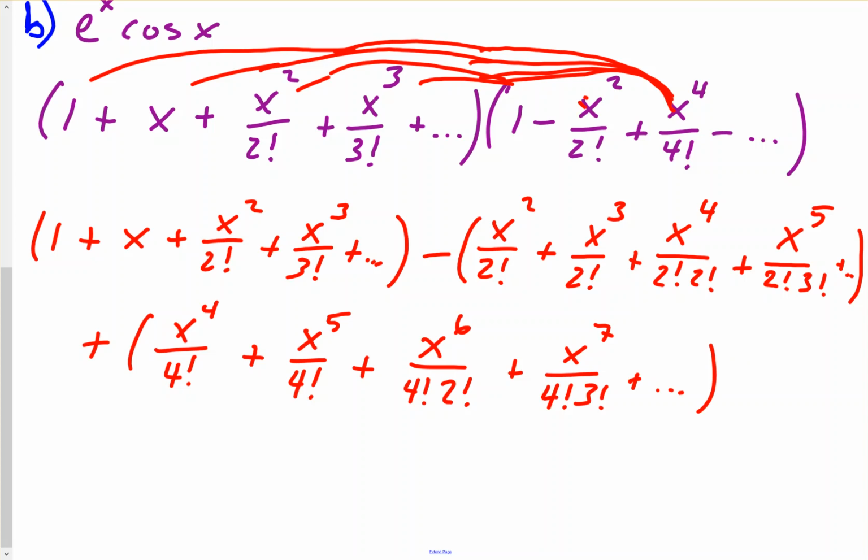Okay, so from here we could simplify some things. I'll leave this for you guys as an example to finish off. But you'll notice that as you do these, you're left with the 1, the x. Now the x squared and the minus here, x squared over 2 factorial, they cross out. The x cubed over 3 factorial and the x cubed over 2 factorial, they don't cross out cleanly. You're left with a x cubed over 3.